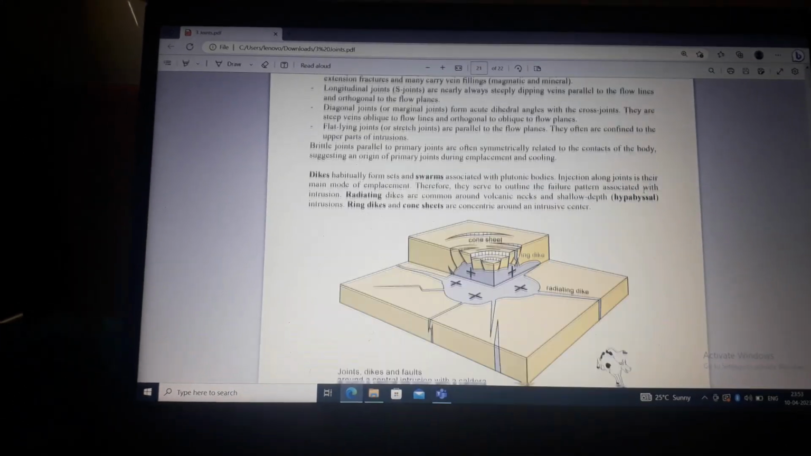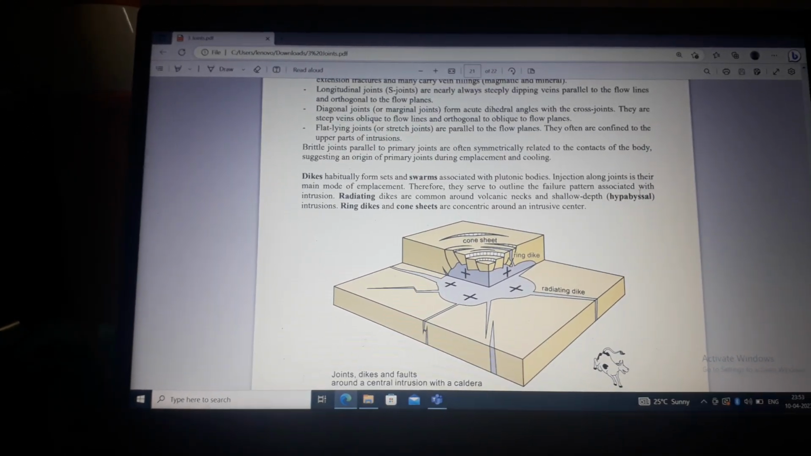Then are the dikes. Dikes habitually form sets and swarms associated with plutonic bodies.